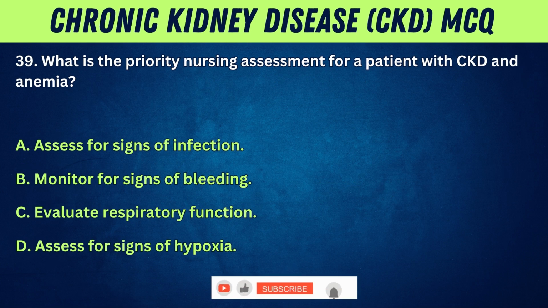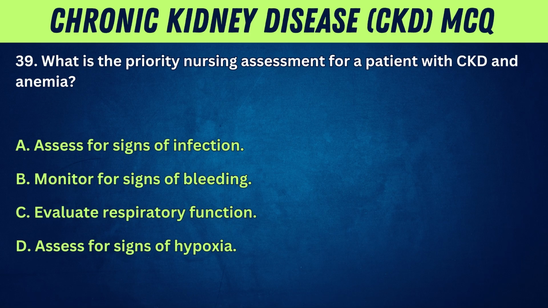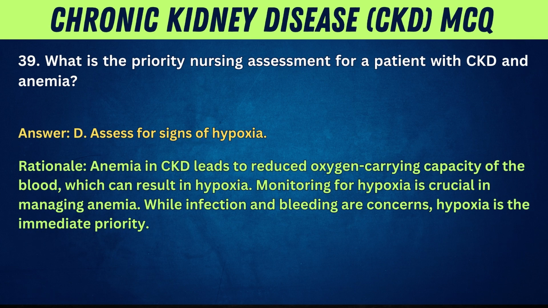39. What is the priority nursing assessment for a patient with CKD and anemia? A. Assess for signs of infection. B. Monitor for signs of bleeding. C. Evaluate respiratory function. D. Assess for signs of hypoxia. Answer: D. Assess for signs of hypoxia. Rationale: anemia in CKD leads to reduced oxygen-carrying capacity of the blood, which can result in hypoxia. Monitoring for hypoxia is crucial in managing anemia. While infection and bleeding are concerns, hypoxia is the immediate priority.